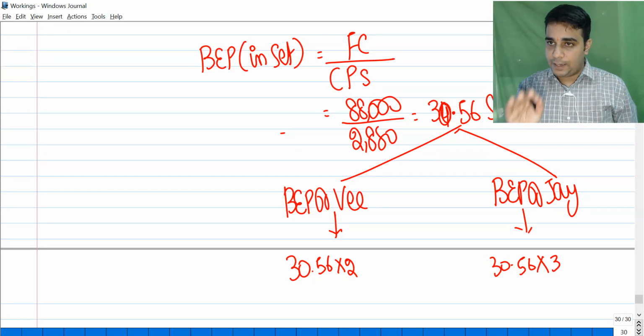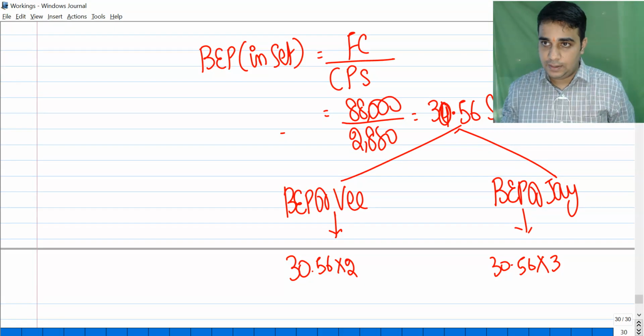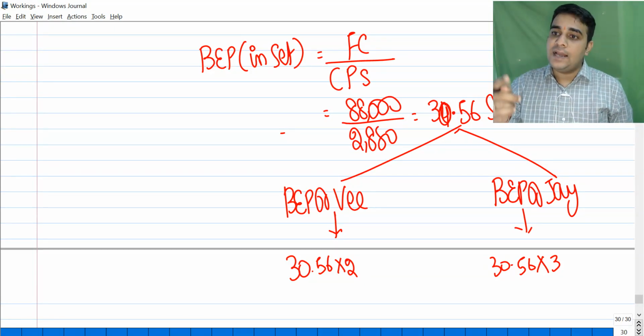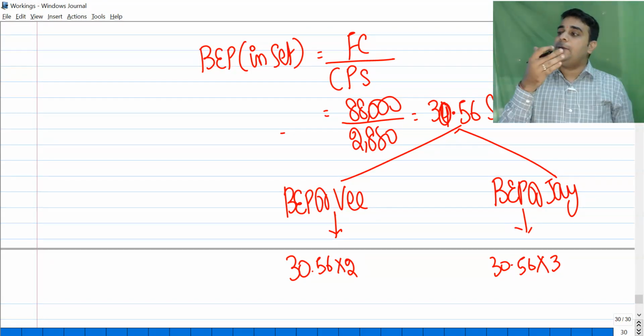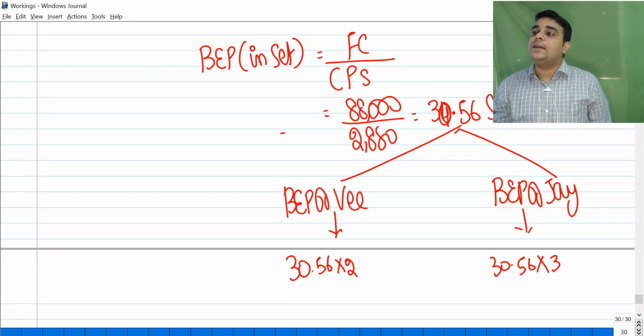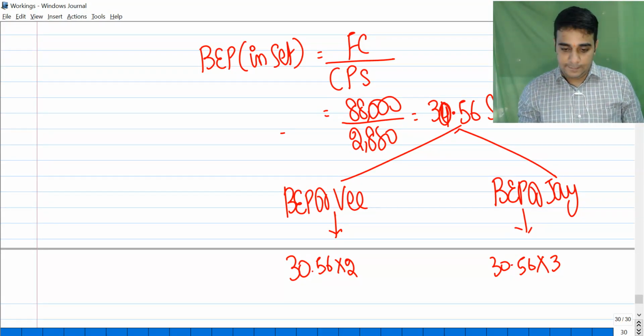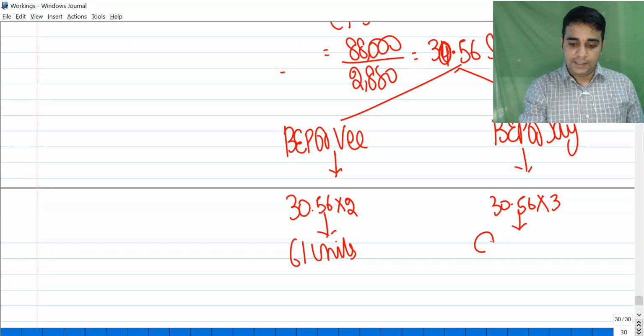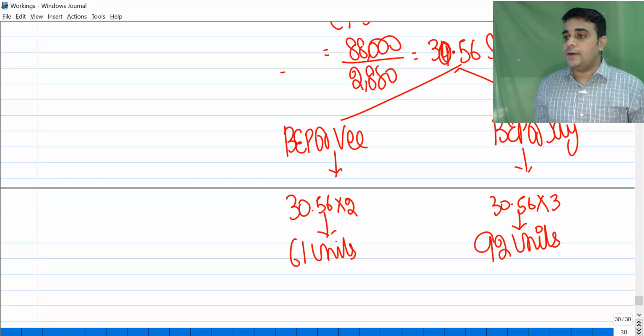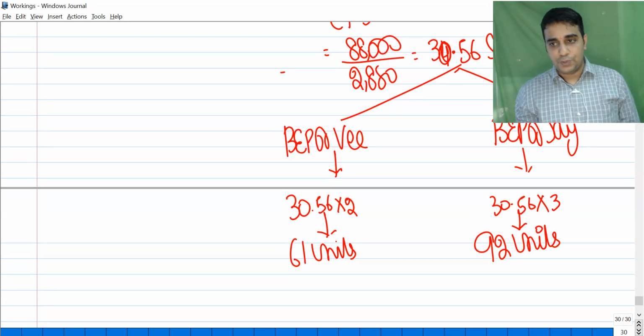I am multiplying because one set has 2 V and 3 J. One set we assume has 2 units of V and 3 units of J. So if you are selling 30.56 sets, indirectly you are selling 30.56 into 2 V's and 30.56 into 3 J. So this will be 61 units and this should be 92 units.